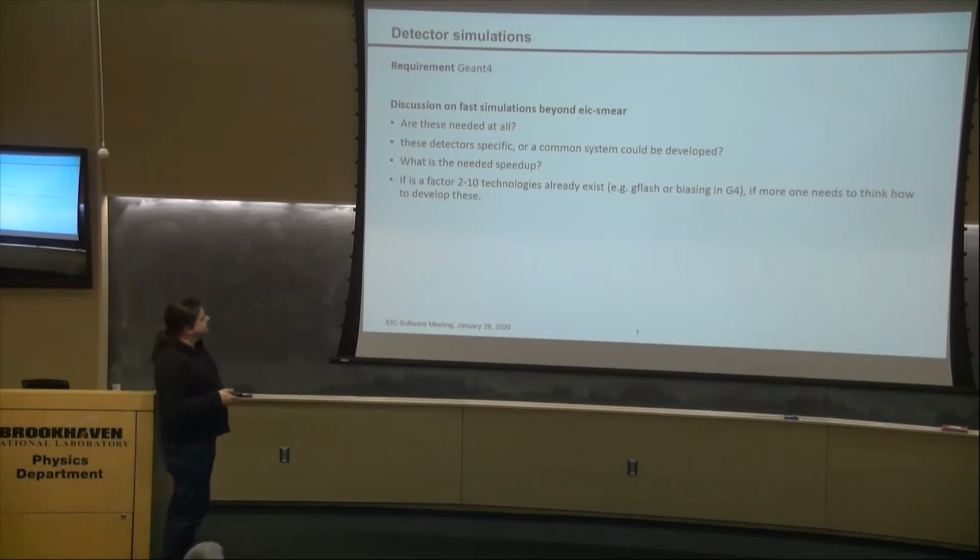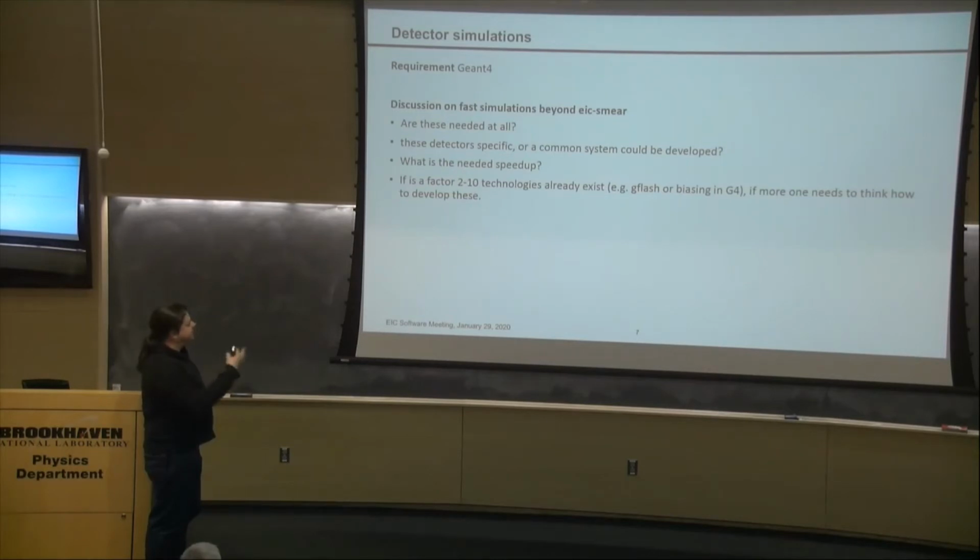Detector simulations. Of course, Geant4 is the tool. There will be nothing else on the timescale of the EIC other than Geant4, but we also, of course, want to have fast simulations. We currently use EIC-smear for fast simulation. EIC-smear does the job, but there's the question, do we want to have fast Geant4 simulations? So a discussion has started: do we need them at all?